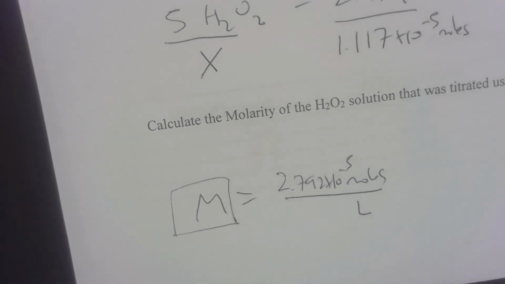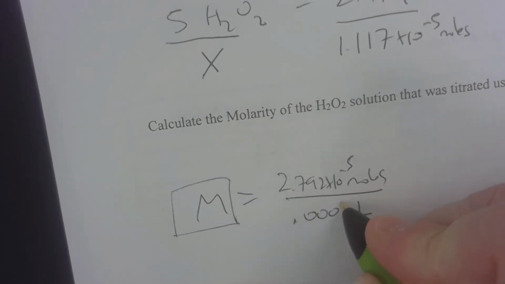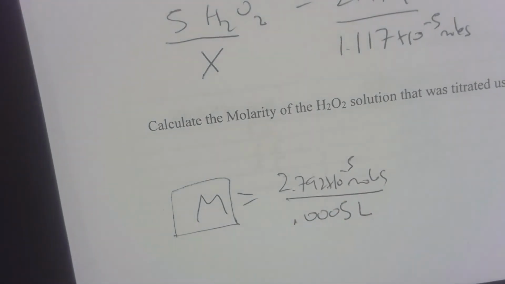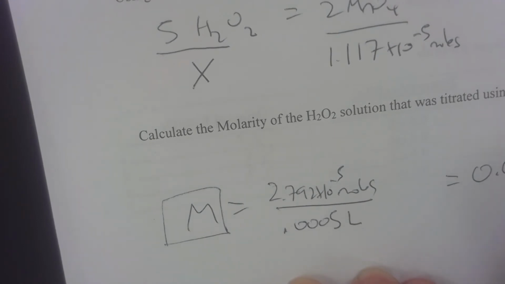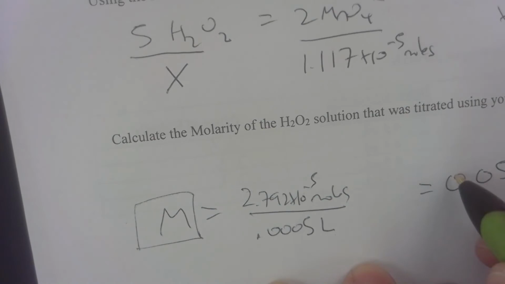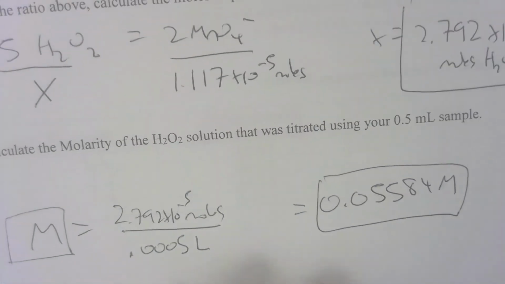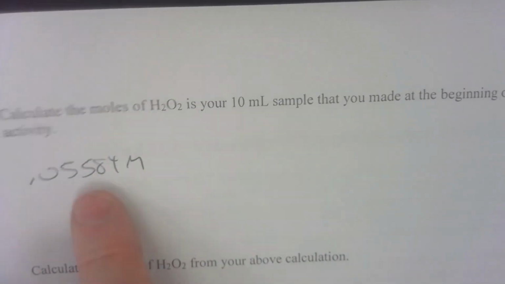It was a 0.5 milliliter sample, which in liters is 0.0005. So if I divide 2.792 times 10 to the minus 5 divided by 0.0005, I get 0.05584 molar. And again, yes, I know I'm using many more significant figures than I'm supposed to. I'm going to bring it back down when I'm done with the final calculation. So, the peroxide that I titrated was 0.05584 molar.